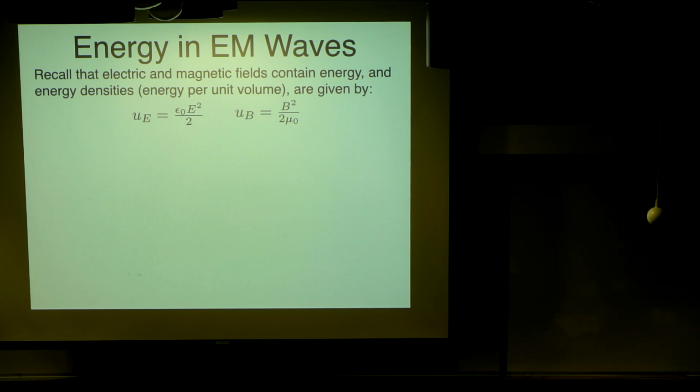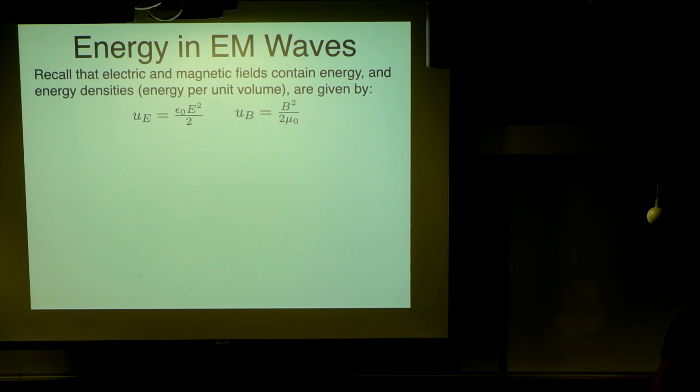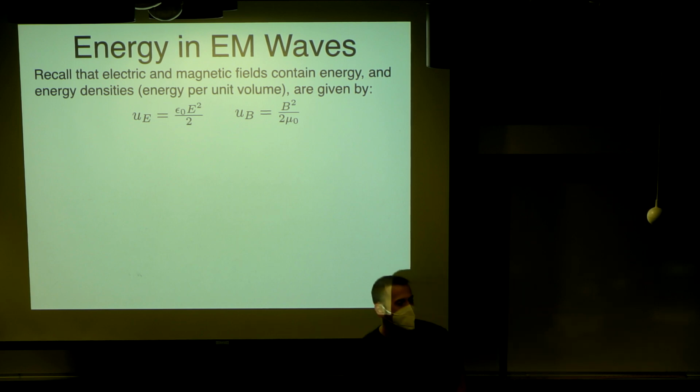So the way we do that is using two results that we derived. One was kind of recently, and the other was way back in the chapter on capacitors. So we want to just recall that both electric and magnetic fields contain energy. That is, if you have some region of space where there's an E field present or a B field present, there's going to be some energy contained in that space.